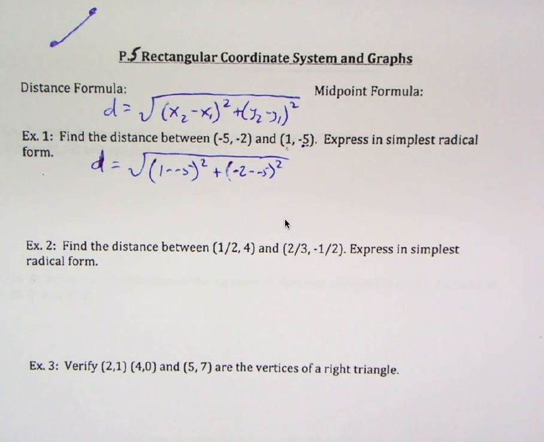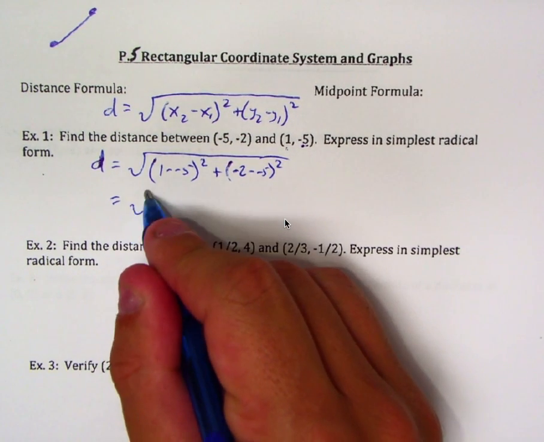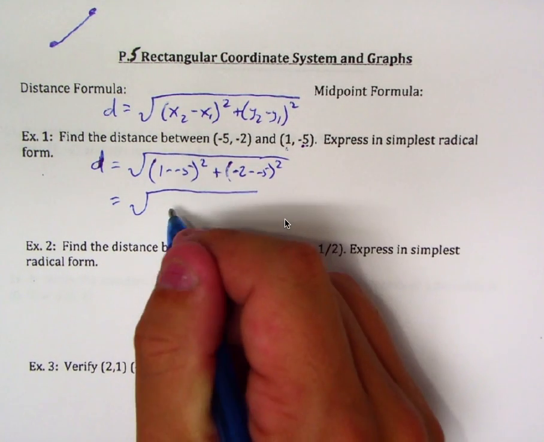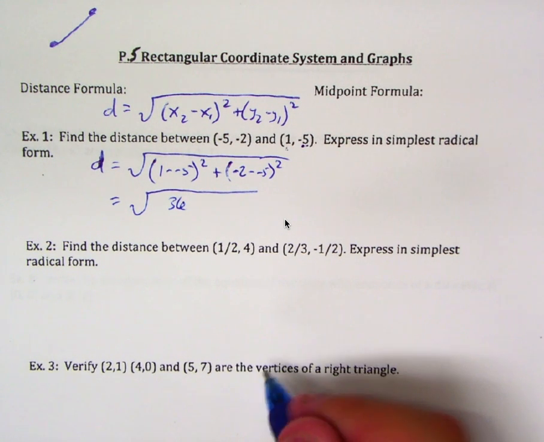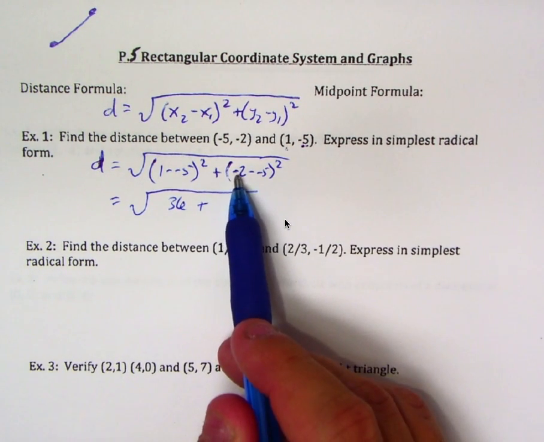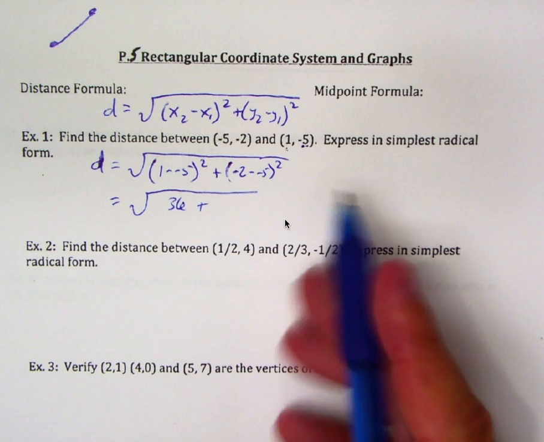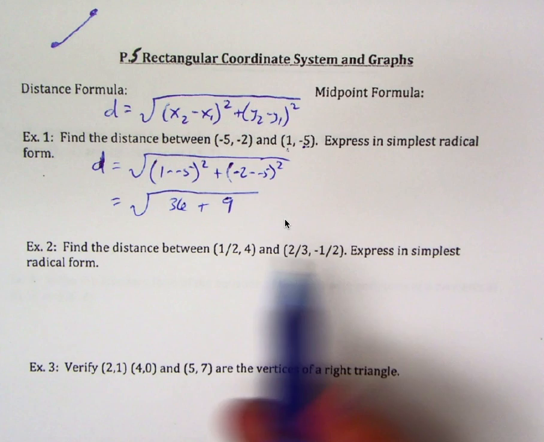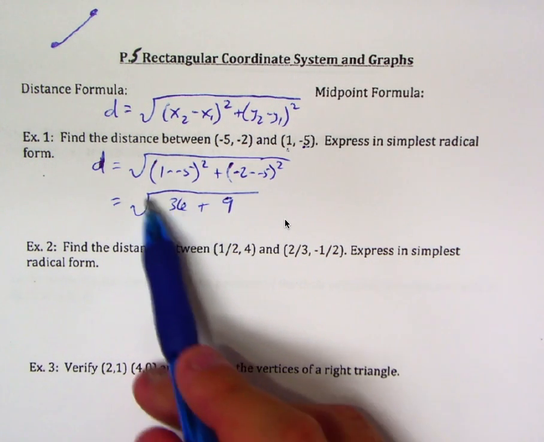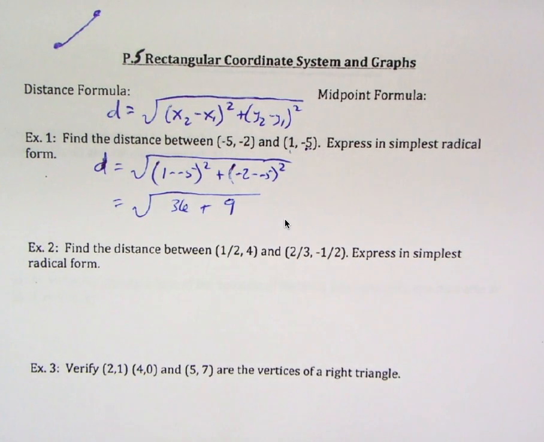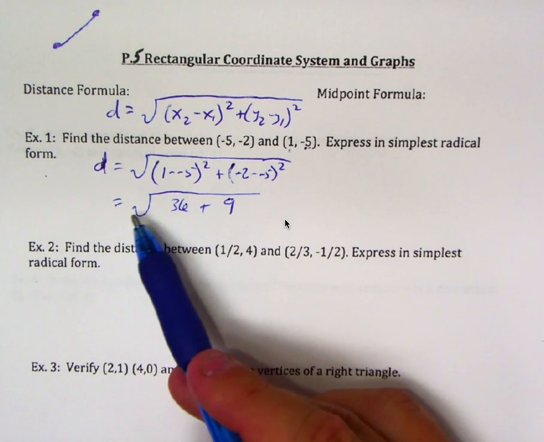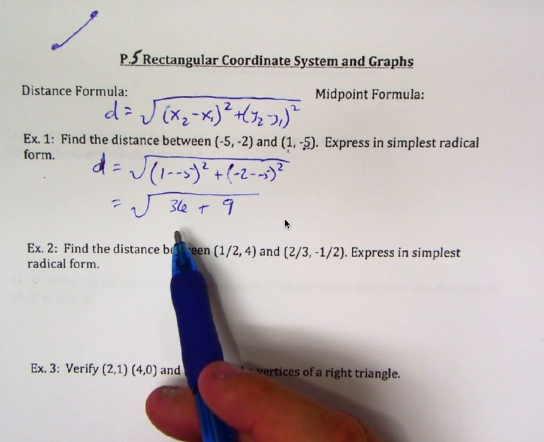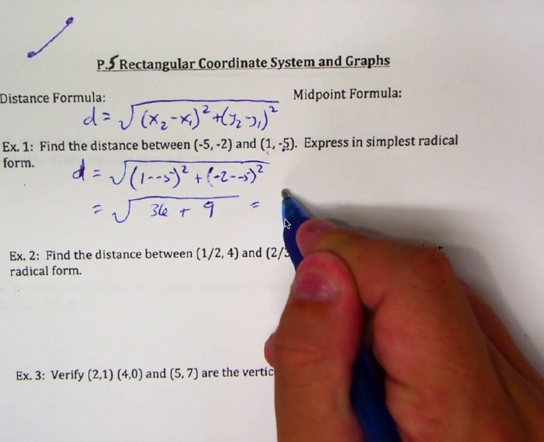And now we just go to work. So we have 1 minus -5, that's 6. 6 squared is 36. Plus -2 minus -5 is 3. 3 squared is 9. When you get here, you can't just take the square root and square root each term separately. We've talked about that a little bit in this course. A square root sign is like a grouping symbol. It's kind of like parentheses. You have to simplify under it first. So when you simplify this, you're going to get the square root of 45.